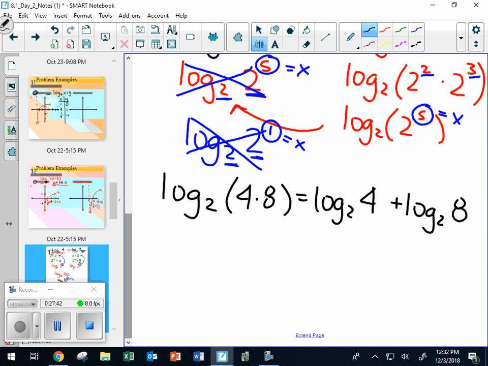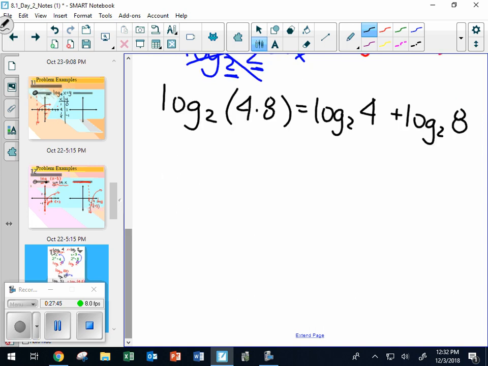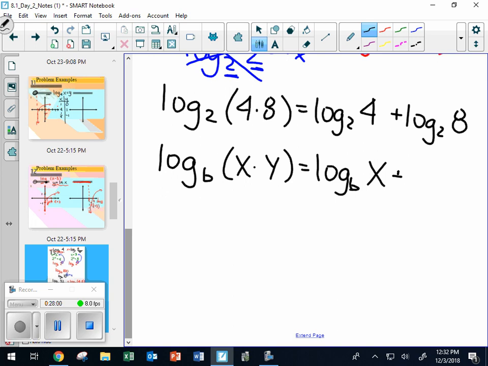And that's not something that just happens because I chose 4 and 8. That's something that will happen every single time. So if I have just any kind of base, b, and I multiply together 2 numbers, let's say x and y, that's the same thing as if I just said log base b of just x plus log base b of just y. This is one of the logarithmic properties that we will be learning.